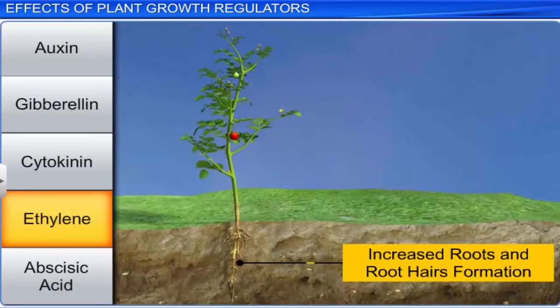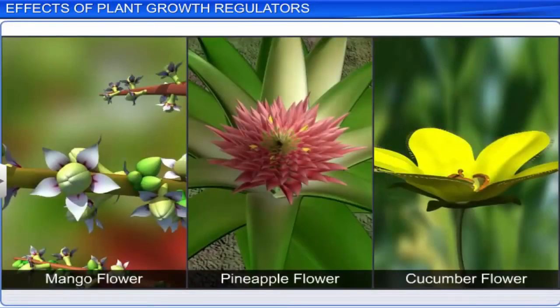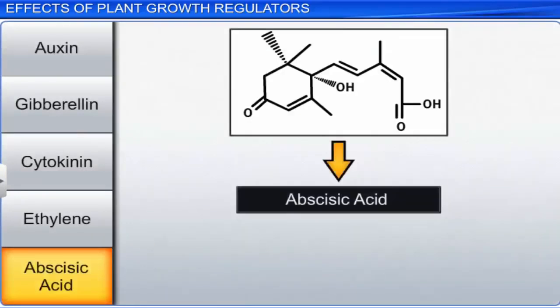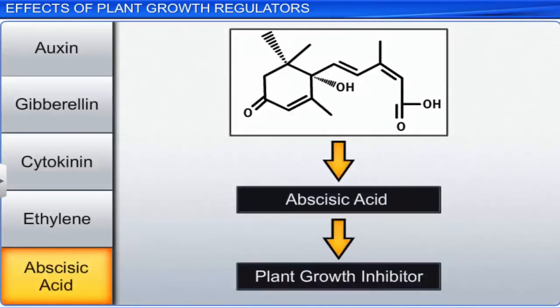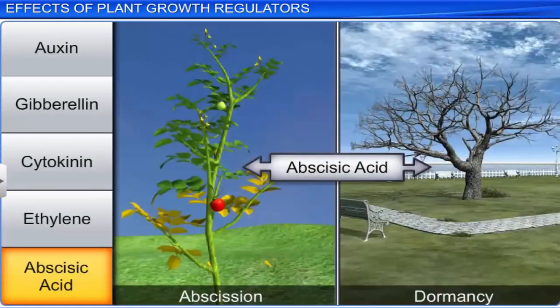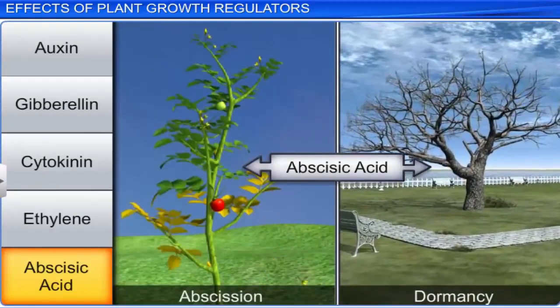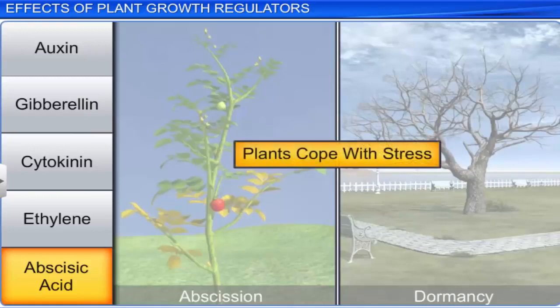It also promotes root and root hair formation, thus helping the plants increase their absorption surface. It initiates flowering in some plants such as mango, pineapple, and cucumber, thus increasing their yield. Abscisic acid is a plant growth inhibitor that regulates abscission and dormancy in plants. It helps plants cope with stress and is hence known as a stress hormone.